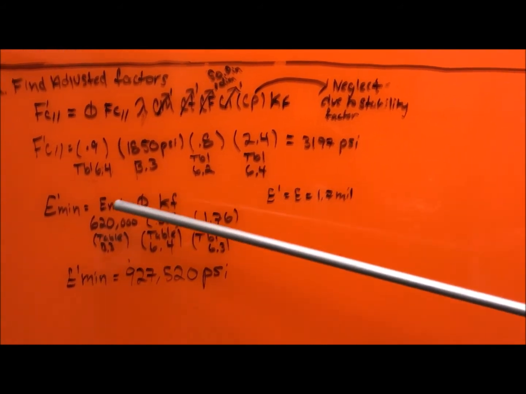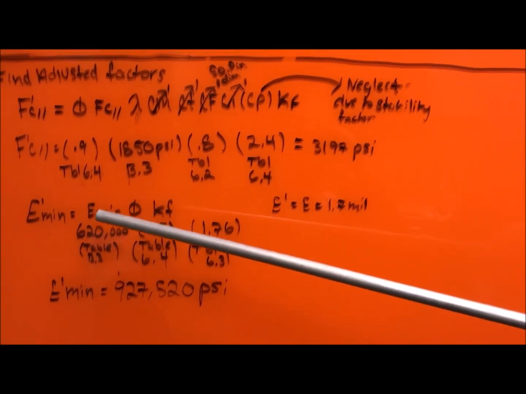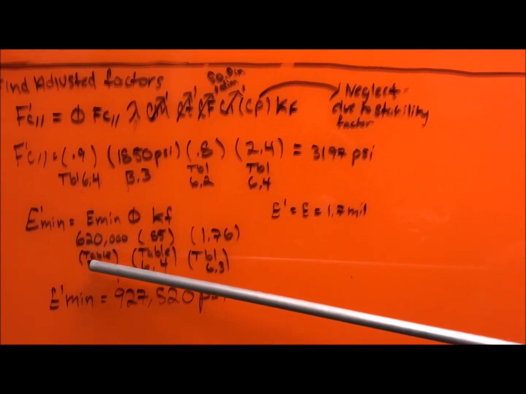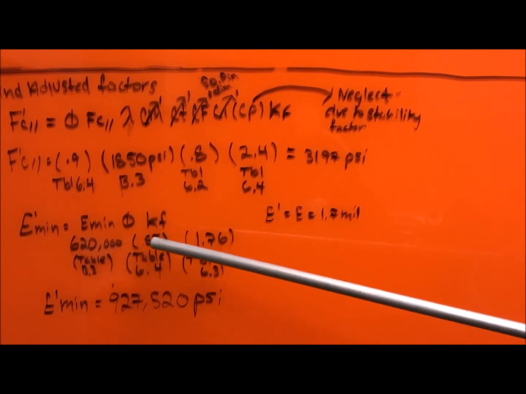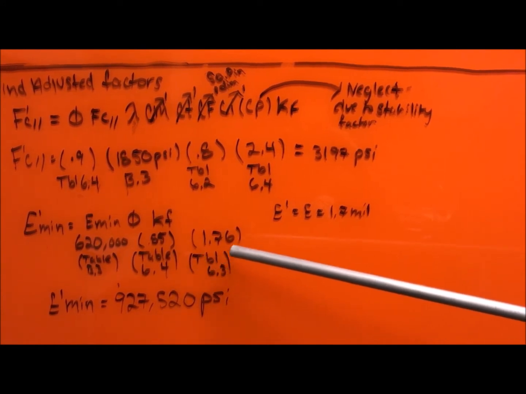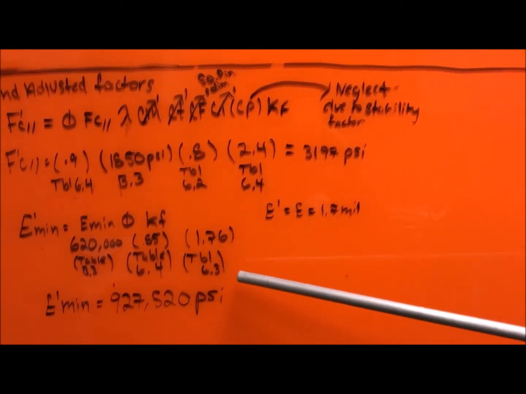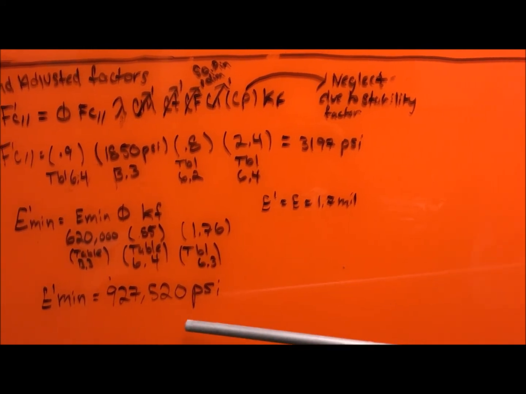We will then have to find E min, which is our modulus of elasticity. E min we figured to be 620,000. That one can be found on table B3 as well. Phi will be 0.85, and that one can be found on table 6.4. And then 1.76, which is our KF, can be found on table 6.3. E prime min will equal 927,520 psi.